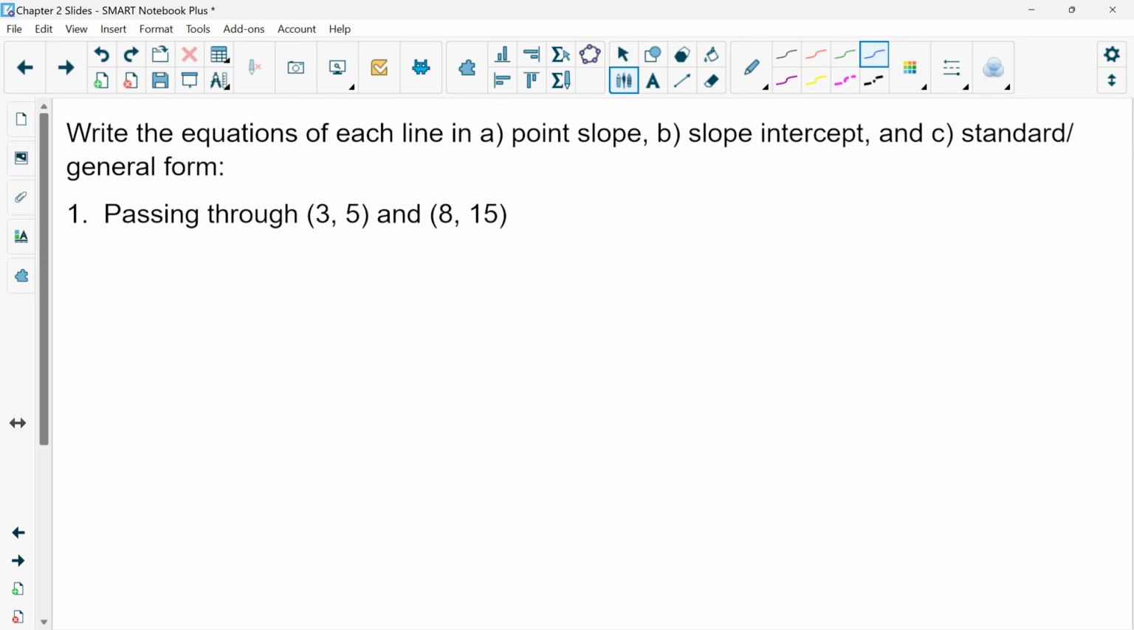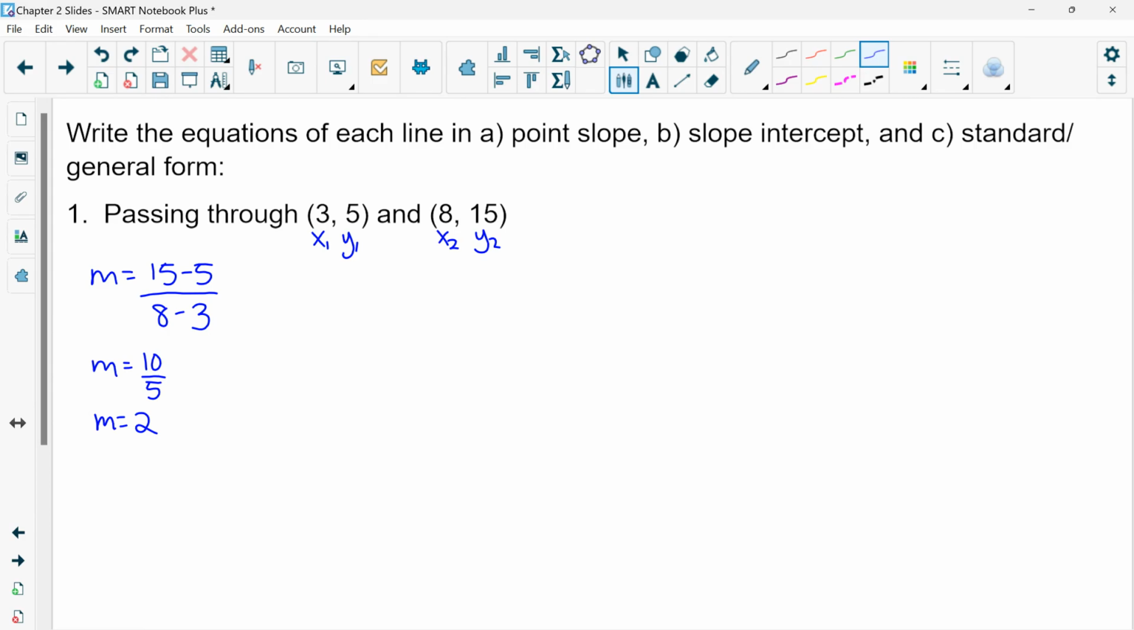So no matter what, first thing we always have to do is find our slope. So that's the first thing we're finding is our slope. So I'm going to call this x1, y1, x2, y2. We find our slope. 15 minus 5, y2 minus y1 over x2 minus x1, 8 minus 3. So 15 minus 5 is 10, 8 minus 3 is 5. 10 divided by 5 is 2. So our slope is 2.